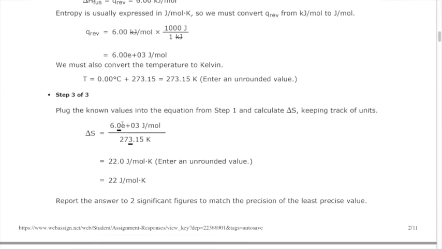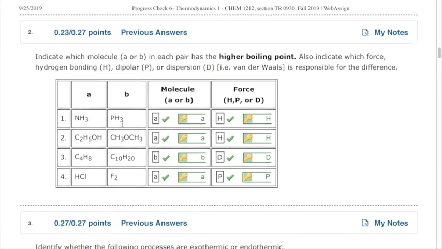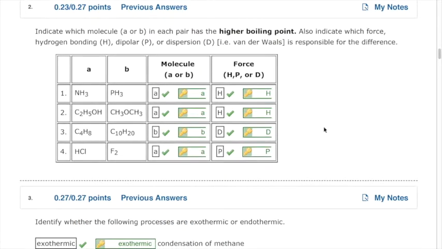Okay, let's move on to number 2. This is an intermolecular forces question showing up here. Thought it'd be important to go over it since it popped up kind of randomly. Okay, so for each of these, we're trying to determine which of the pair, A or B, has the higher boiling point. And then also we're supposed to indicate which intermolecular force, hydrogen bonding, dipole, or dispersion, is the one that tips the scales one way or the other.